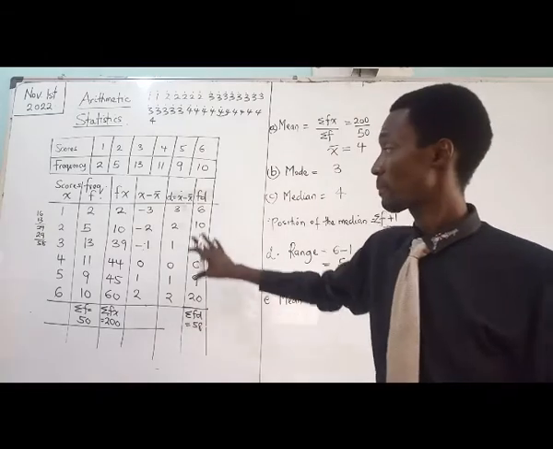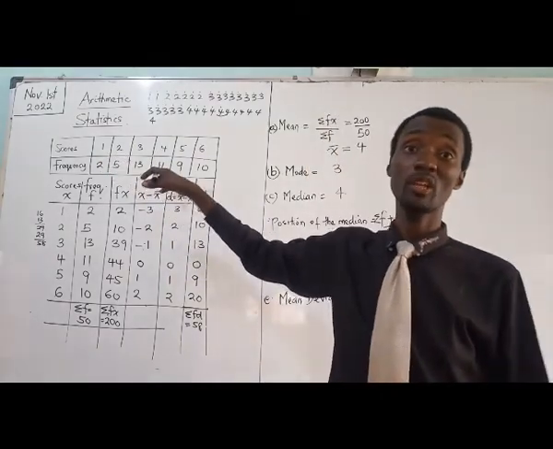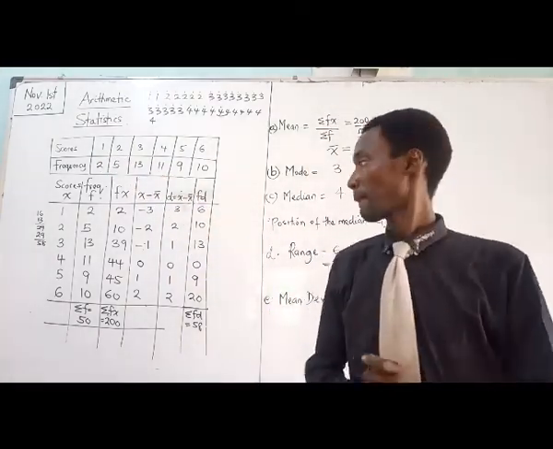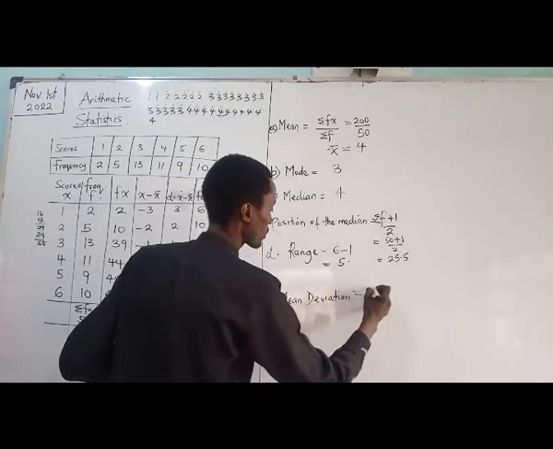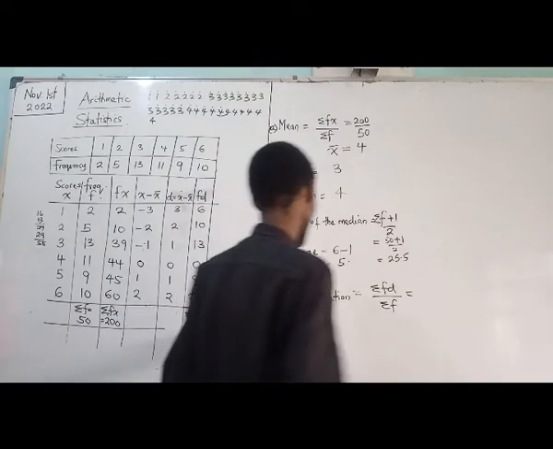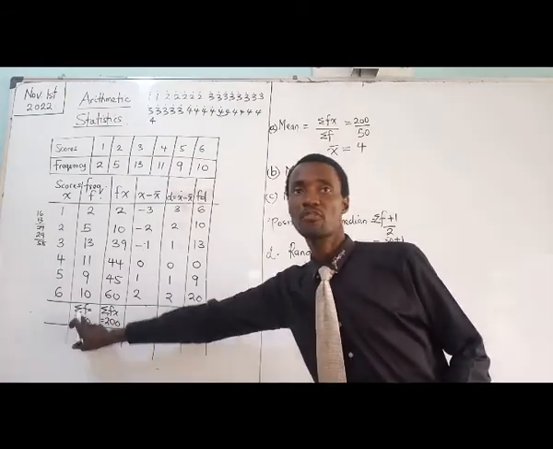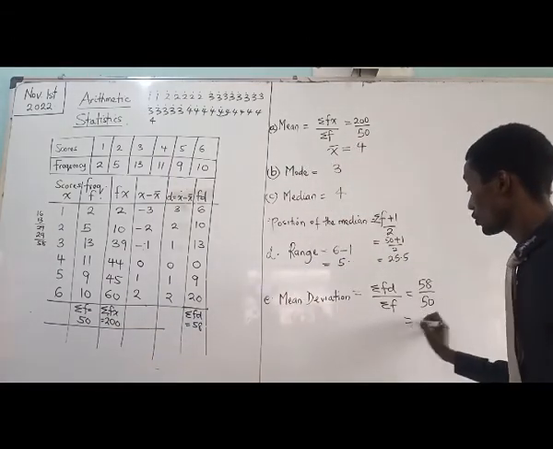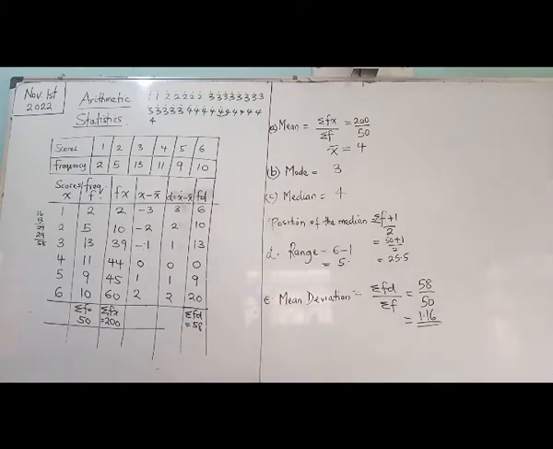A quick reminder here that what we are dealing with now is what is called discrete data. That is single data. We can actually apply this knowledge to grouped data. So, to get the mean deviation, it is summation FD over summation F. So what is summation FD? From my calculation, you discover that it is 58. And what is my summation F? It is 50. And if you do that correctly, you're going to get 1.16 as your final answer.